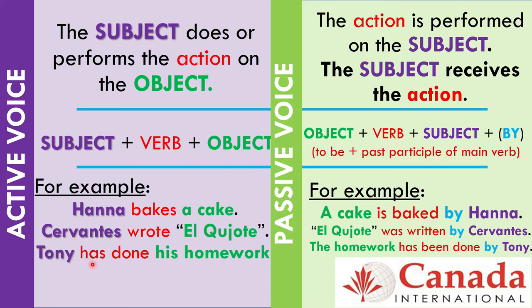Next example. Tony has done his homework. This sentence is written in present perfect. Let's see its passive voice. The homework has been done by Tony. Has been would be the present perfect of the verb to be, and done will be the past participle of the main verb. Now let's see it more specifically.